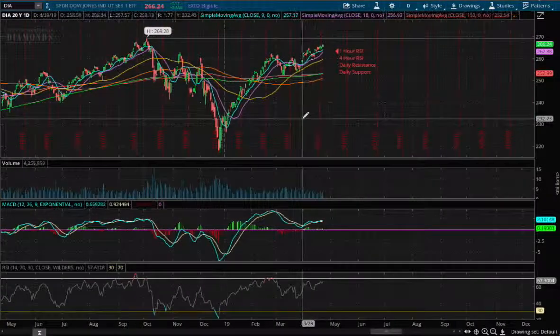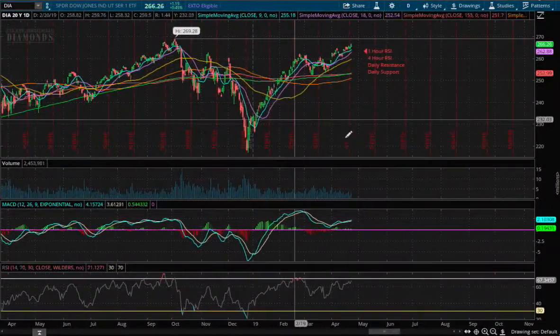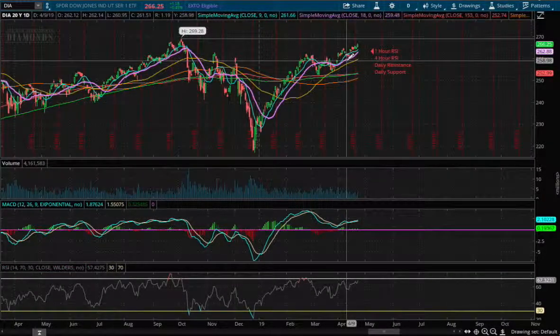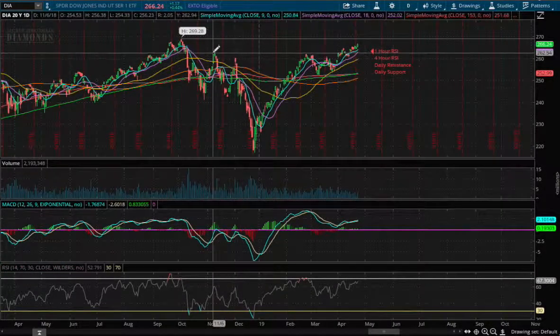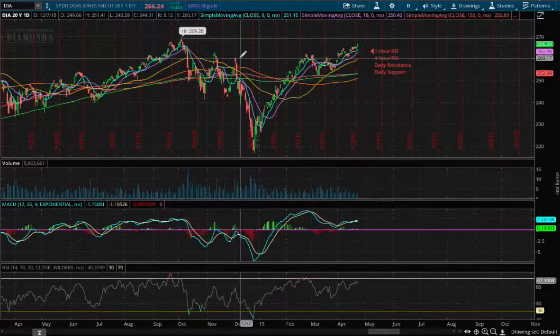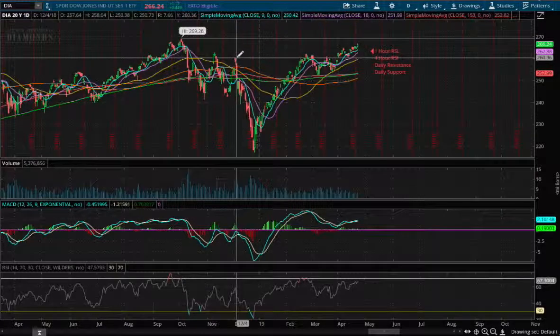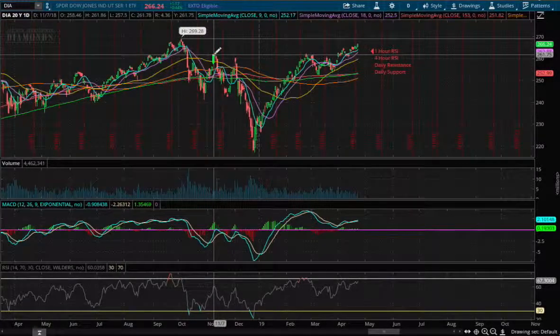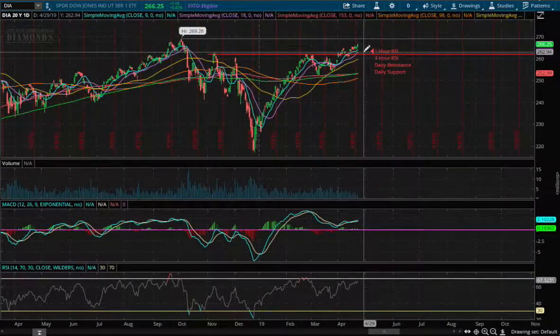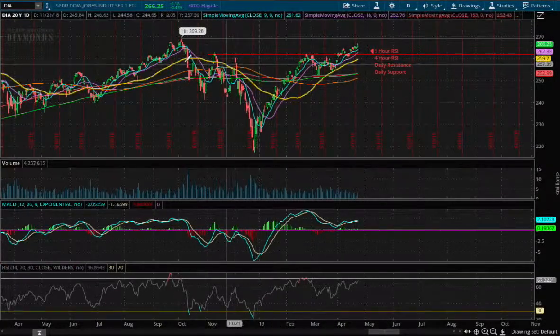And as for support, I see support that coincides with the 18-day moving average, or this purple line, and this coincides with the resistance level of November 7th and resistance at December 3rd. And as you can see, it coincides, or is roughly around the same level.